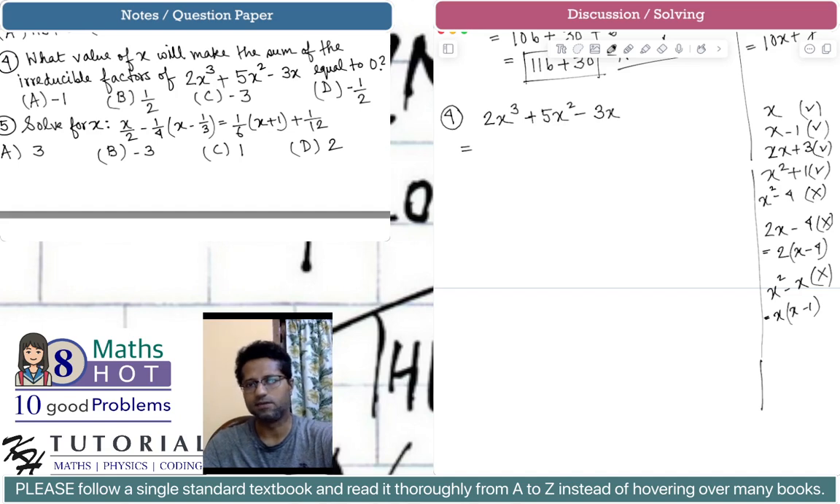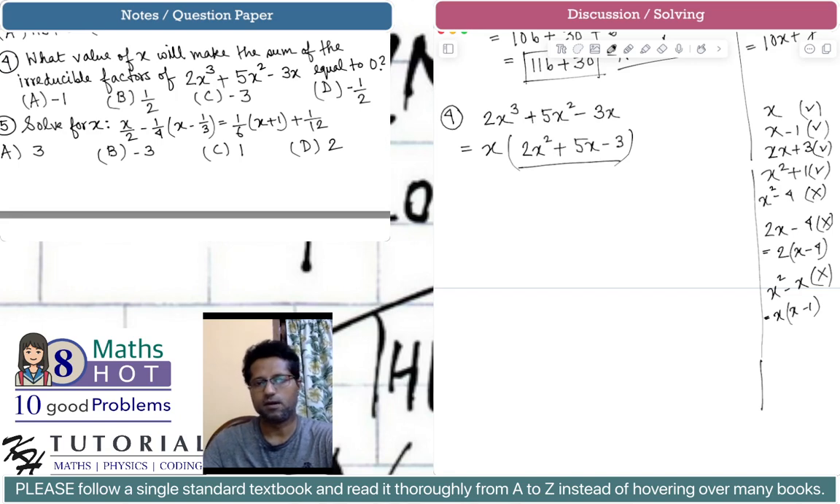Now we can clearly see that there is a common factor of x in all the terms. So let's factor out x from all the terms, and we get x multiplied by 2x square plus 5x minus 3. Now we have to further check whether we can factorize this polynomial or not. This is a quadratic trinomial of the form px square plus qx plus r.